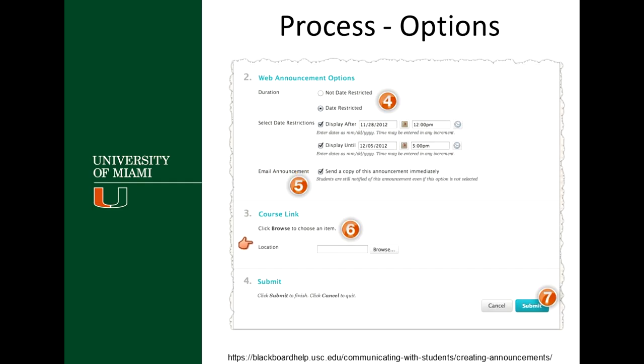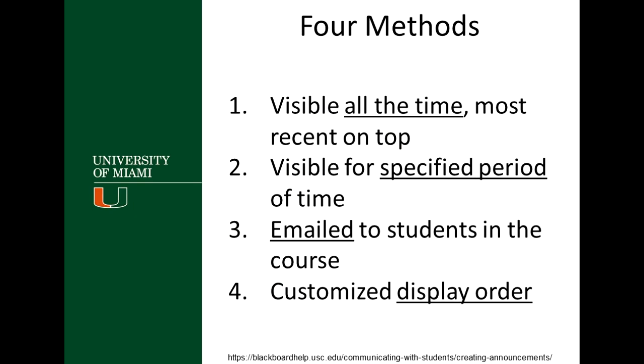Okay, then you've got a course link section, and this is if you're going to talk about something in the course, remind them that they have to submit their assignment or participate in a discussion board before class or something like that. You can actually include a link in the announcement to that item. You just click on Browse, and up comes your course outline, and you choose what you want. And then the all-important Submit button. That's it. That's all it takes to make an announcement.